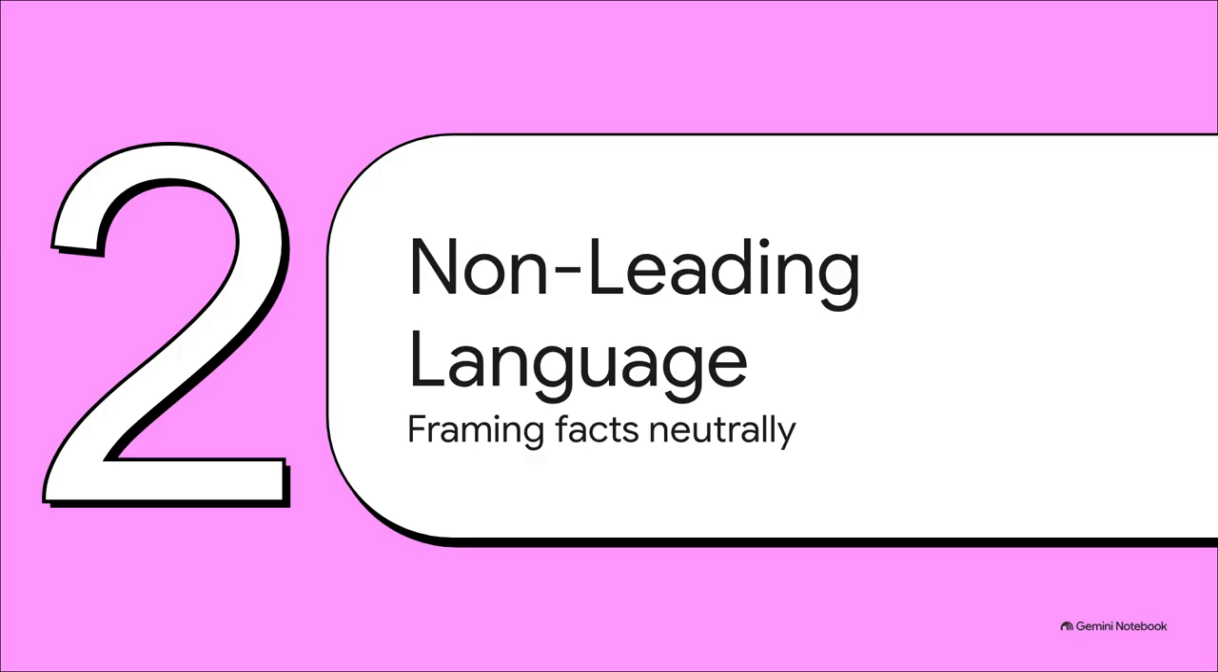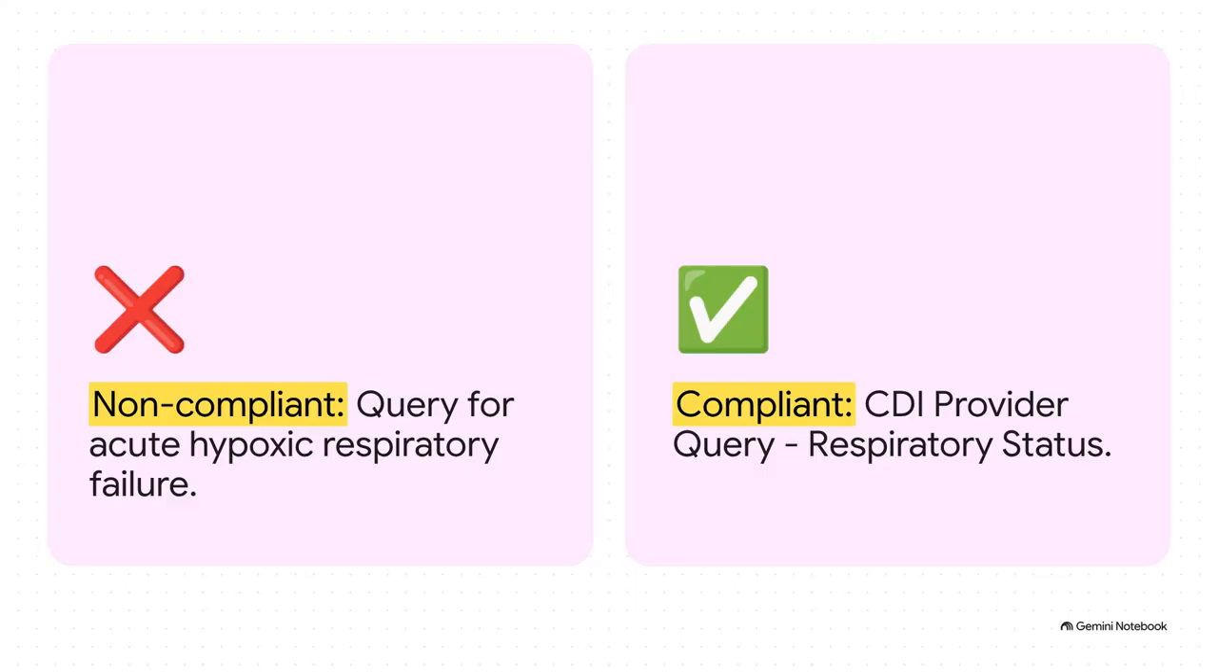Moving right along to Section 2, the non-leading language rule. Framing clinical facts neutrally. You know what's wild? A simple query title can actually be flagged as non-compliant if it points the provider in a direction before they even look at the clinical indicators. If your subject line is query for acute hypoxic respiratory failure, well, you've already led the witness. A compliant title has to be totally neutral, something like CDI provider query respiratory status. The provider has to get to the diagnosis using their own independent clinical brainpower, not our hints.